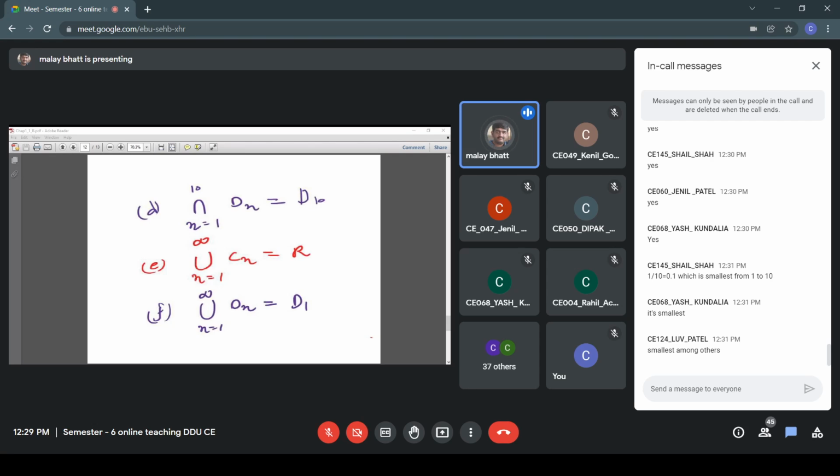Okay, now for the second one, n is equal to 1 to infinity, Cn. Why is it R? Now it is about the set Cn. If you can give the reason why it is R.